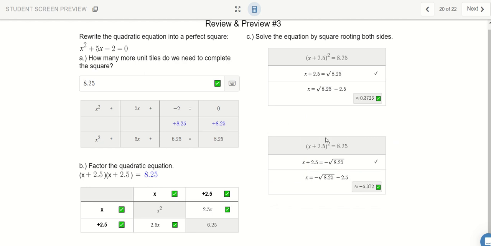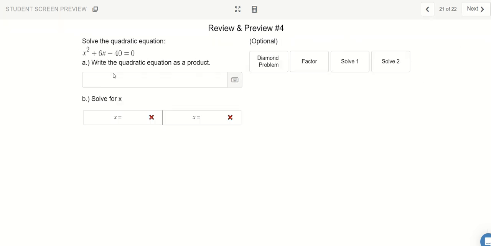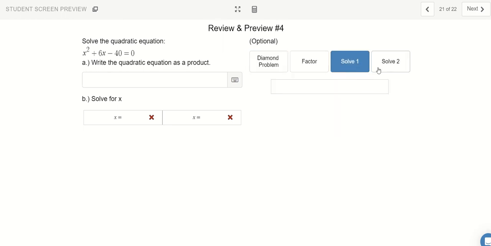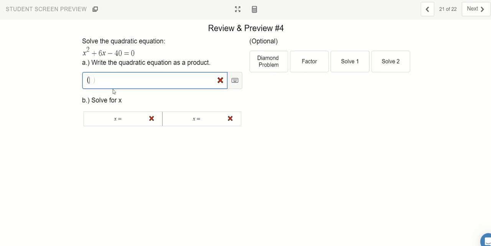The next two problems are going to be factoring. So again, not necessarily completing the square, but we should still be able to factor and solve it when it equals 0. So for here, what's the equation? Let's write this as a product. You could use the diamond problem and factor it out if you want. You can use these tabs here, but this is going to be optional. Let's just go ahead and think about it. Let's see, I know that x times x is x squared. How can I get 40? Let's see, 2 times 20. Let's go with 10 and 4.